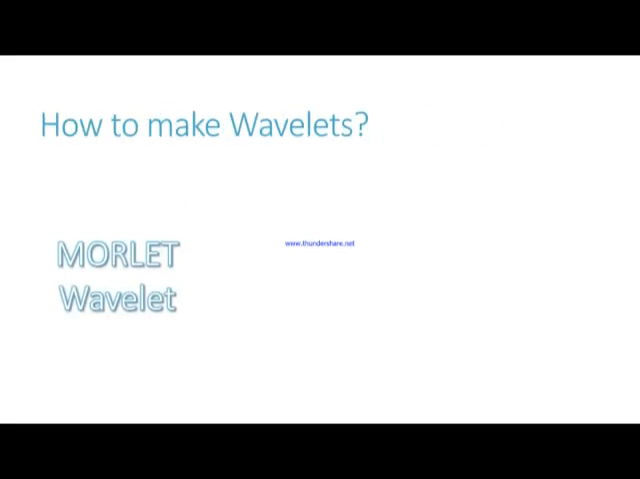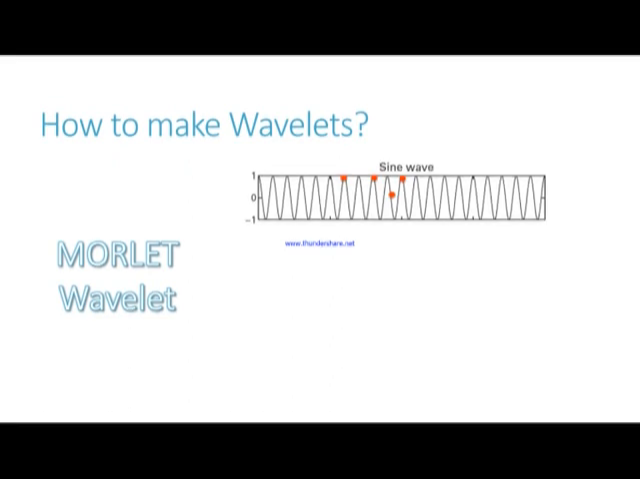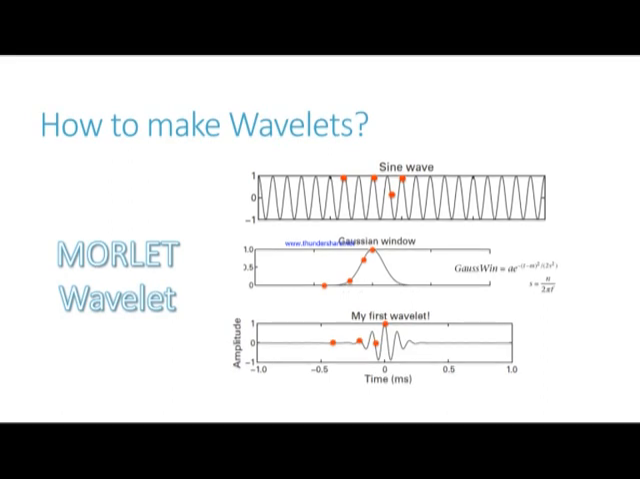How to make wavelets? Well, the most basic wavelet that we can use and compute is called the Morlet wavelet. To make a Morlet wavelet, you just need to create a sine wave first, then create a Gaussian using this formula, and multiply them point by point. And yay, you now have the first wavelet. The sine wave and the Gaussian must have the same number of time points and the same sampling rate. The frequency of the wavelet is the frequency of the sine wave.